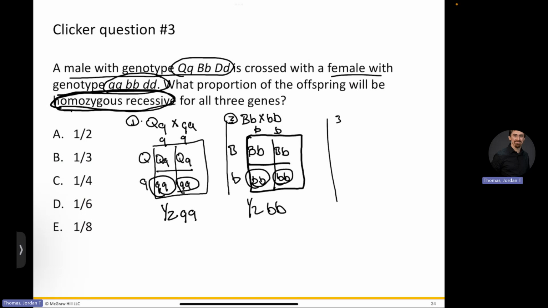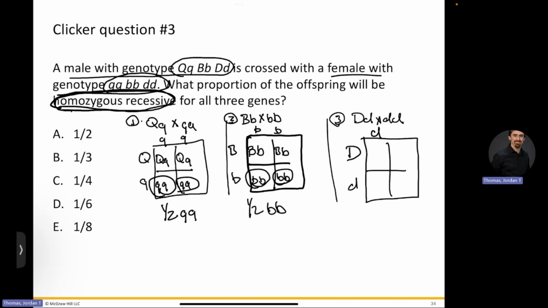And lastly, we've got one more because we have 3 genes here. And we're looking at the D's. So we get big D, little d from dad, little d from mom. One more Punnett square. We do big D, little d for dad, little d from mom. And we do one square at a time. We get big D, little d here, big D, little d here, and on the bottom, little d, little d. And again, 2 are homozygous recessive, so we get 1/2.